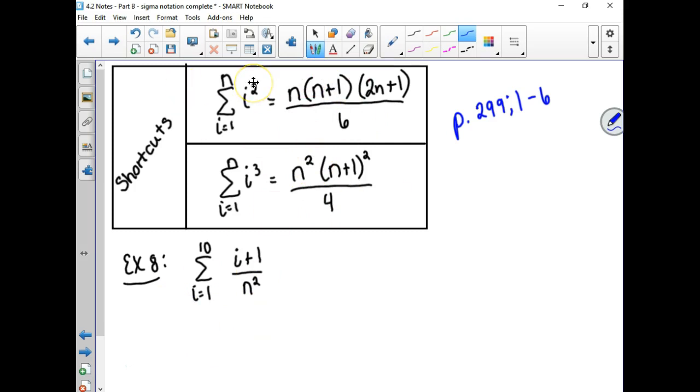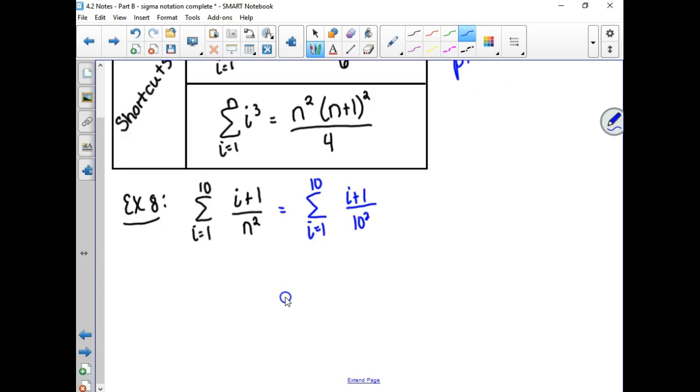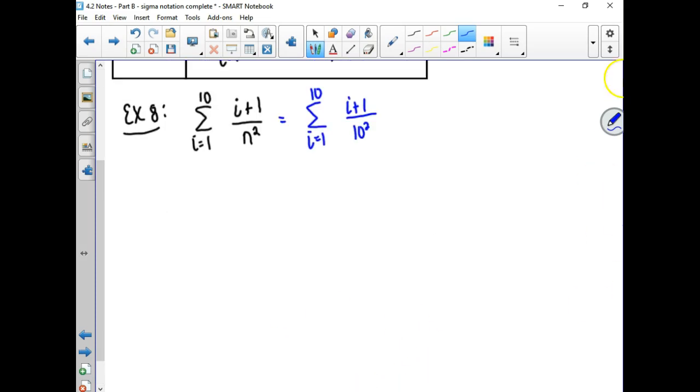But they are different than having just i. So like on example 8, the first thing that we need to remember is that n is a constant number. Like for this one, I know n is 10. So that n squared, I can pull out front, right? It's a constant. Or I can think of this as the sum from i equals 1 to 10 of i plus 1 over 10 squared. And so that is just a constant.